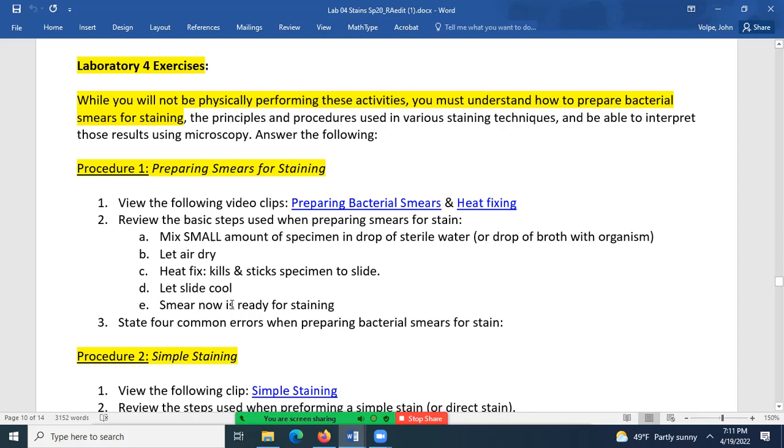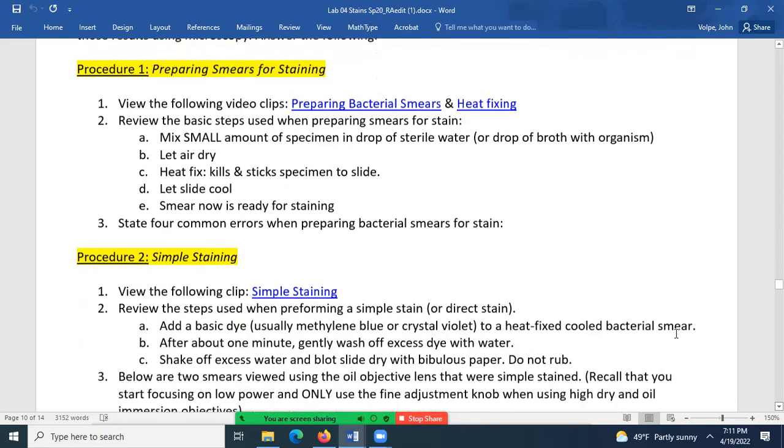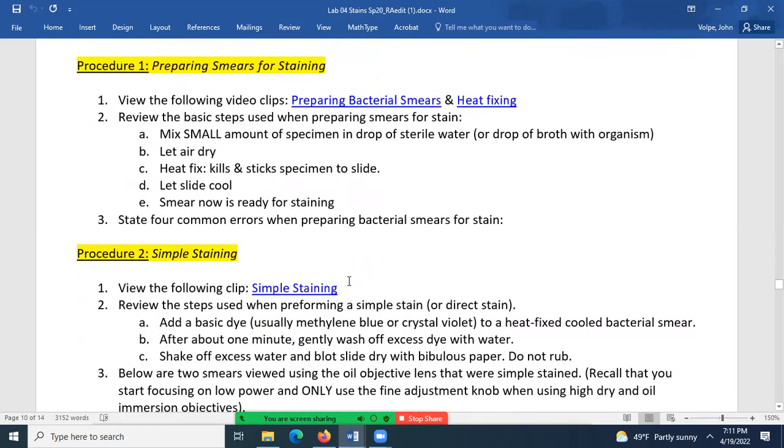We do not do the stain for making a bacterial smear. For a simple stain, you take the bacterial smear and then watch the video on making the simple stain. But essentially what you're doing is you're staining with a single dye, like methylene blue or crystal violet. All the cells will take on the same color.